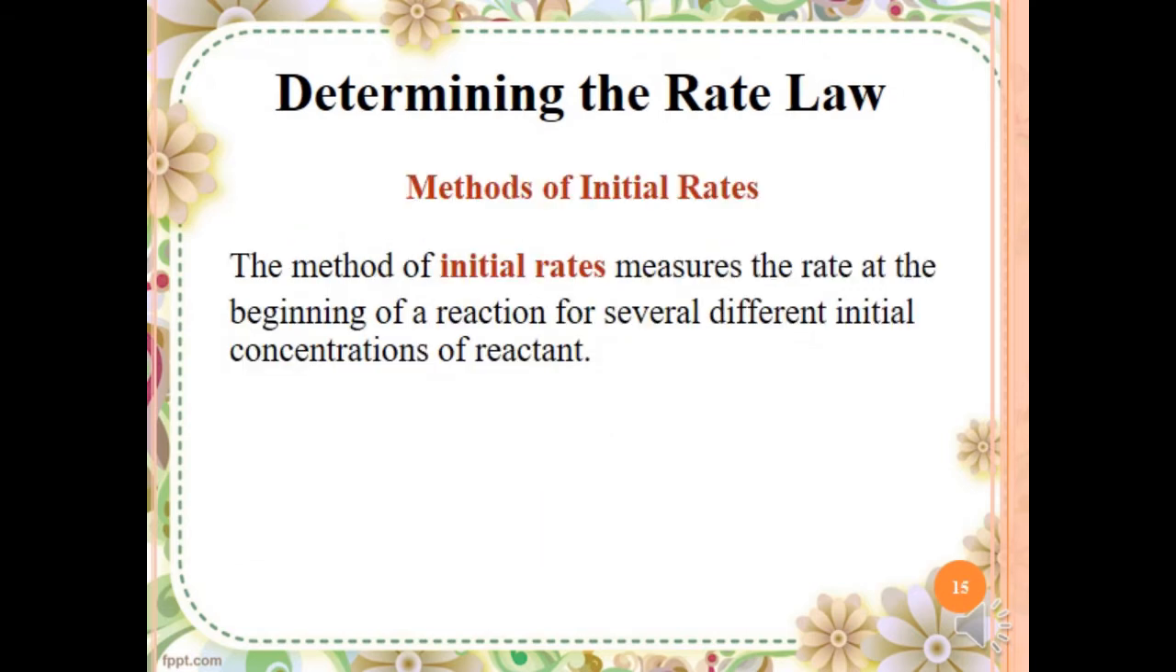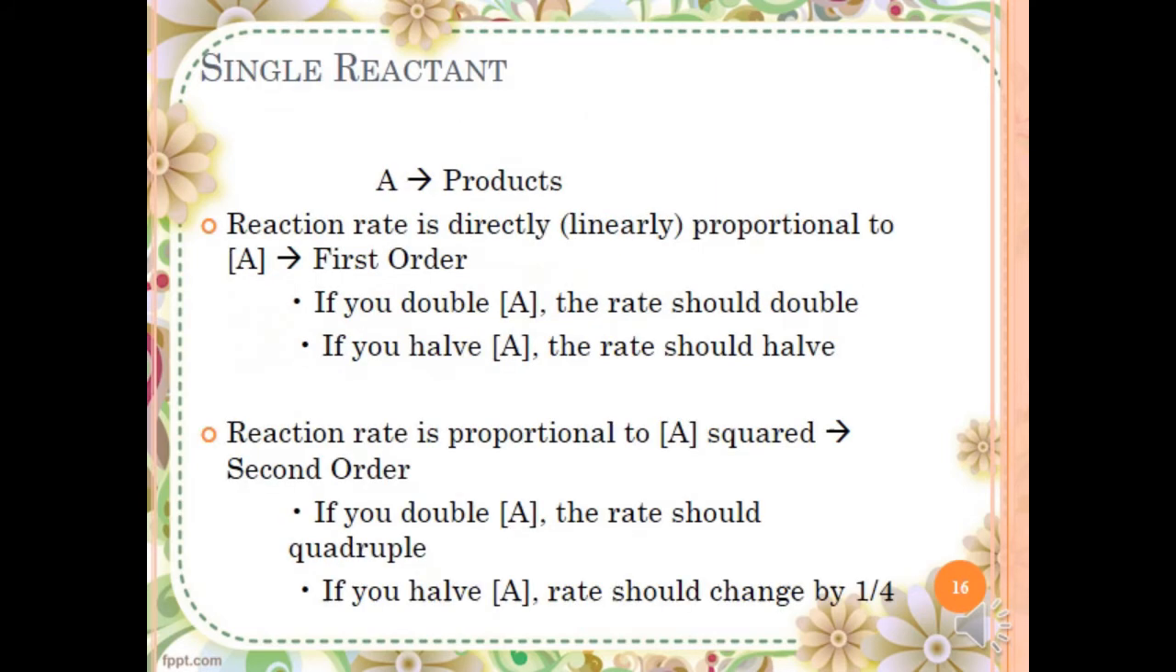Alright, how do we determine the rate law? The method used is the initial rate method. The method of initial rates measures the rate at the beginning of a reaction for different sets of different initial concentrations of reactant. Let us look first at a single reactant.